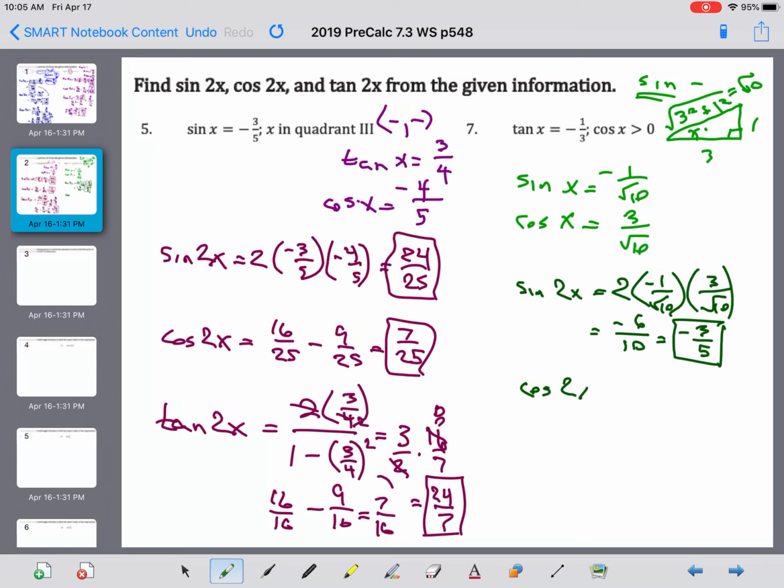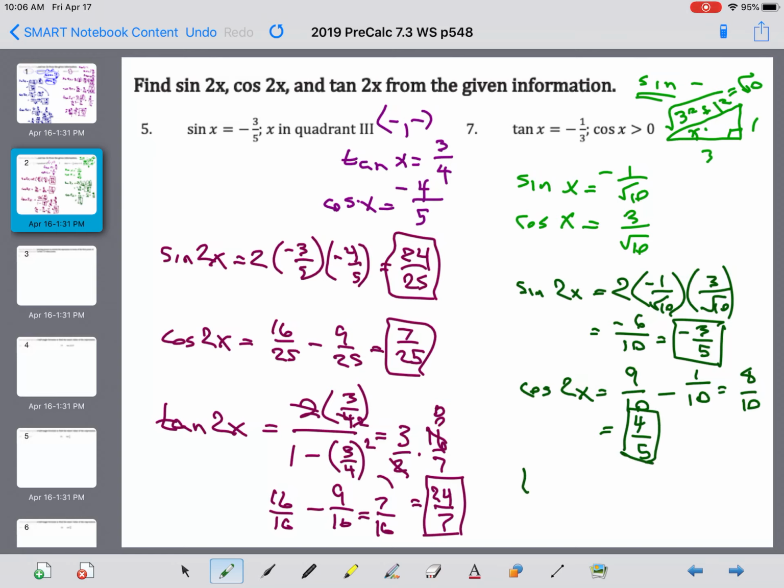Cosine of 2x, again, I'm going to use the squared version. If I square my cosine, I get that. If I square my sine, I get that. So I get 8/10, which comes out to be 4/5.